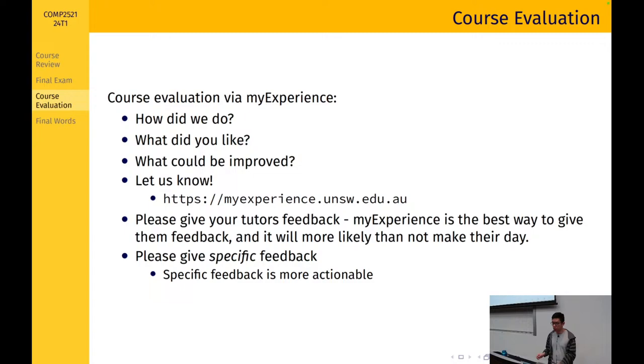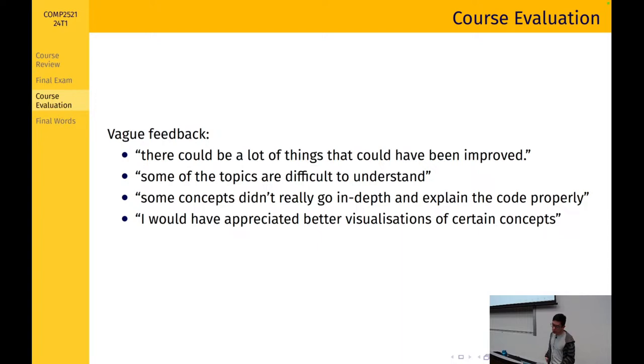Please try to give specific feedback as well, because specific feedback is easier to work on and improve. Here are some real examples of vague feedback that we've seen before. There could be a lot of things that could have been improved, like what things? More detail, please. Some of the topics are difficult to understand, which topics? Please clarify. Some concepts didn't really go in depth and explain the code properly, which concepts? I would have appreciated better visualizations of certain concepts, which concepts again? So please be more specific about your feedback so that we can actually work on it. If you give general feedback, then we won't know what specifically should be improved.